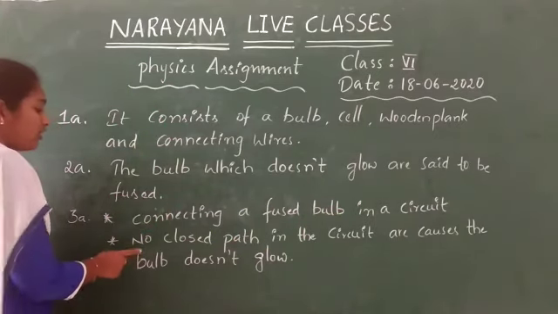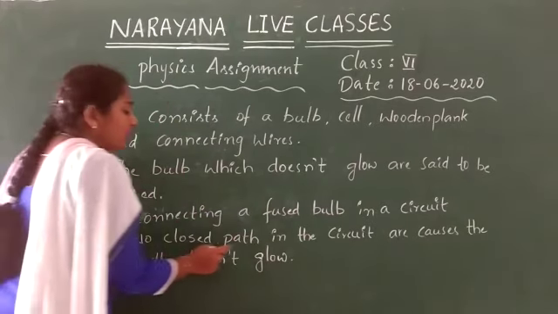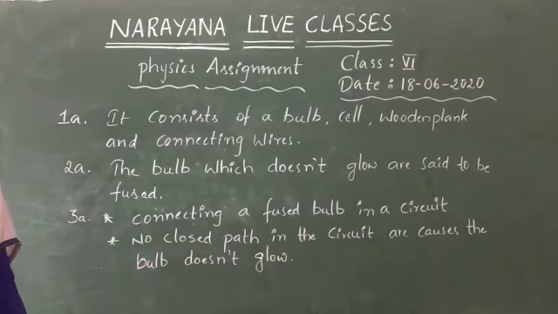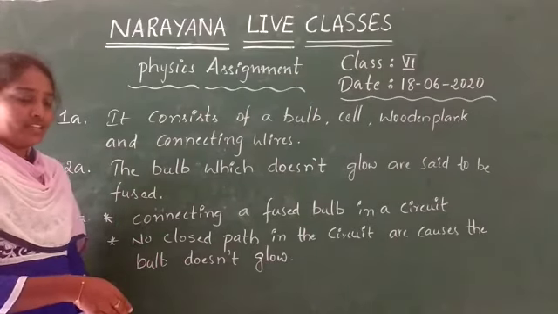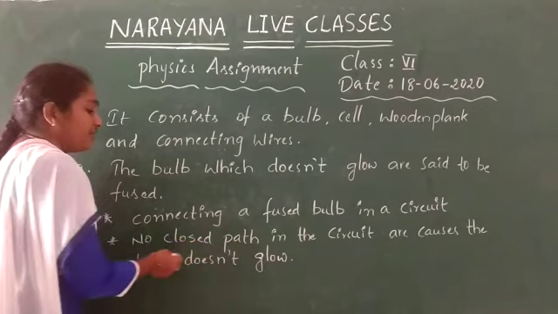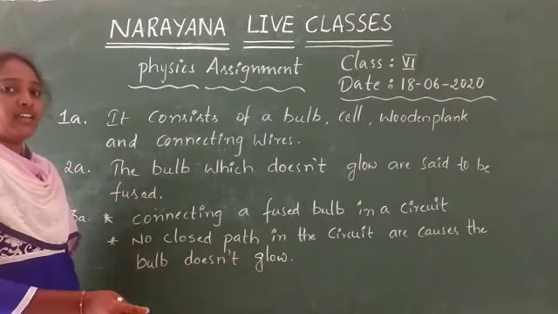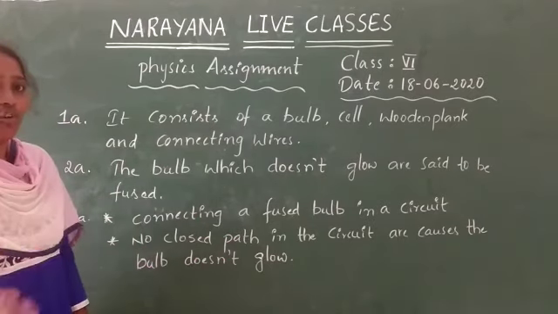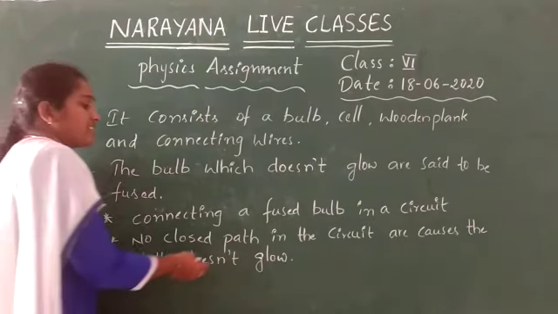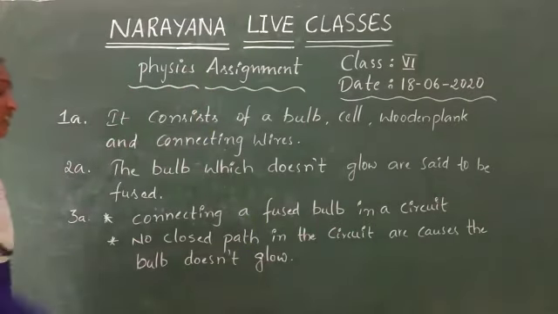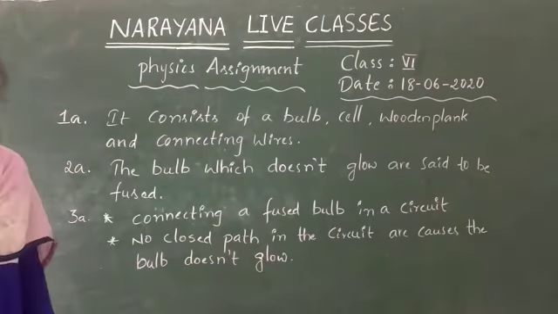And the second reason is no closed path in the circuit. If the circuit is in an open path, the current does not flow. That means no closed path. If it doesn't maintain a closed path, it is an open path, and then the bulb does not glow. These are the causes which stop the bulb from glowing.